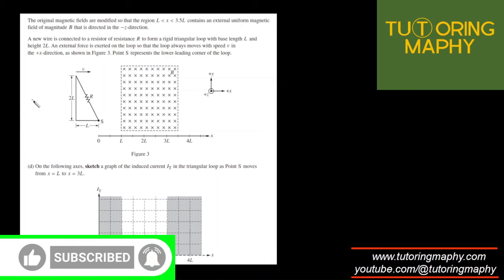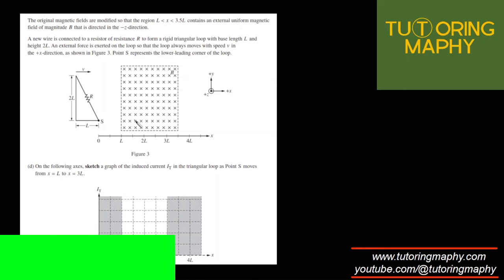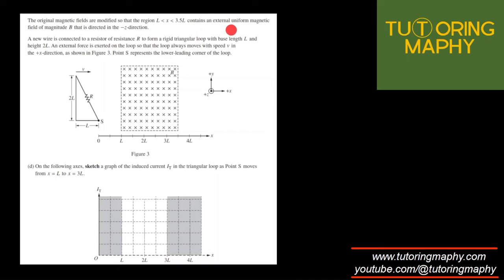The next one is, in fact, the last part. The original magnetic fields are modified so that 2.5L to 3.5L contains only, well, that's a relief, only going into the page. A new wire is now connected. Okay, that is an interesting wire, a triangular loop. It again moves with a constant speed v, and on the following axis, sketch the induced current in the triangular loop as S moves from L to 3L. Okay, all right.